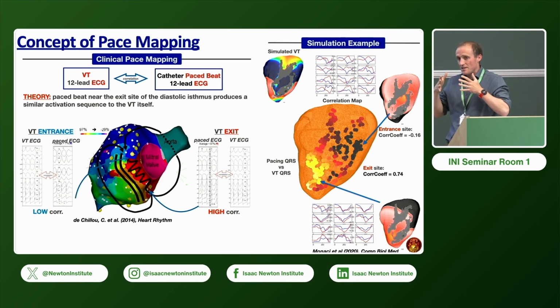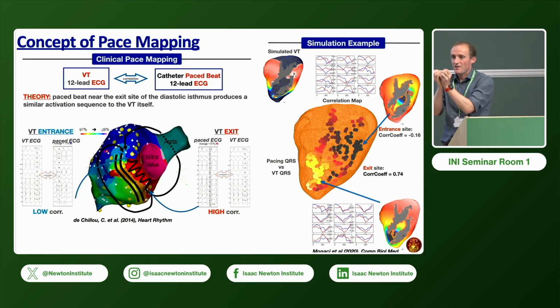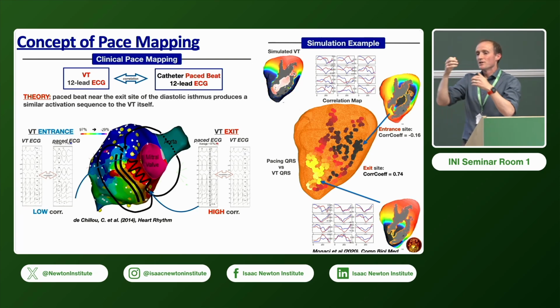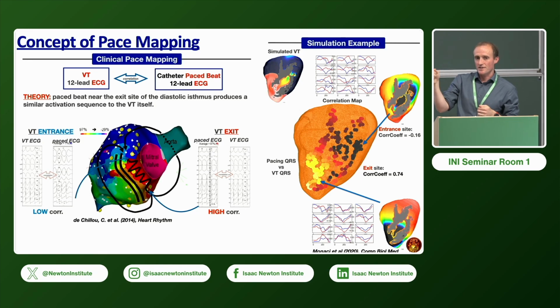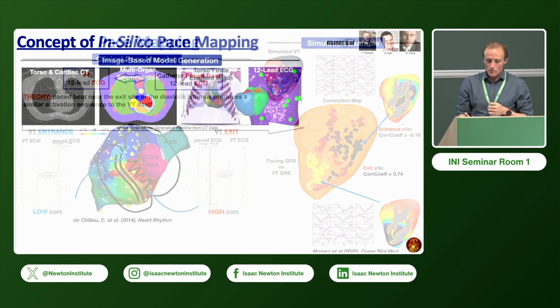And this is because as the activity comes through the diastolic isthmus, it breaks out in a very similar pattern to what it would do if you just stuck a catheter at that exit site and paced. So that's the overall concept of pace mapping.